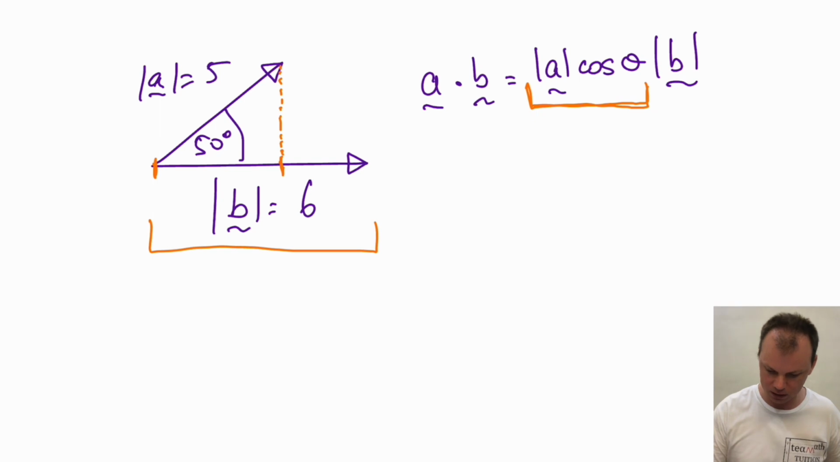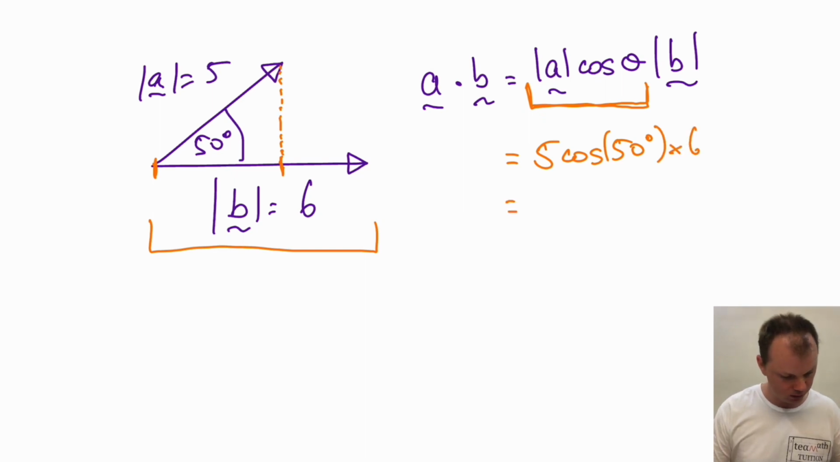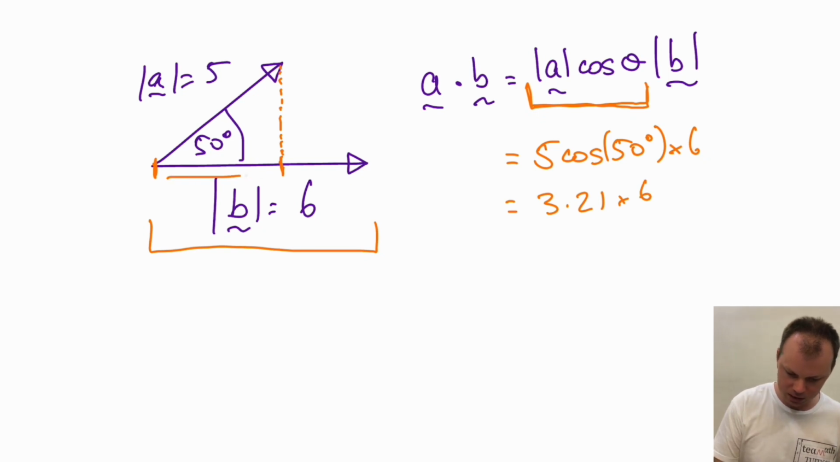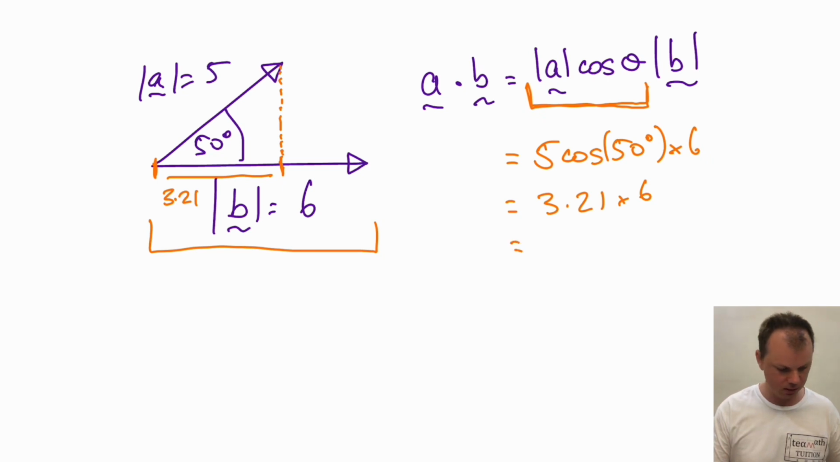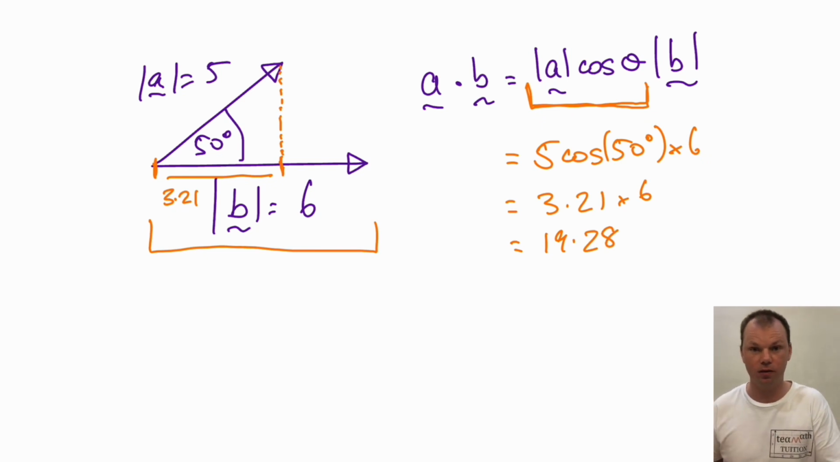So if I enter in my values, we've got 5 cos 50, which gives me 3.21. So this length here is 3.21. We're multiplying it by 6, and we end up with 19.28. And that is what the dot product of those vectors is.